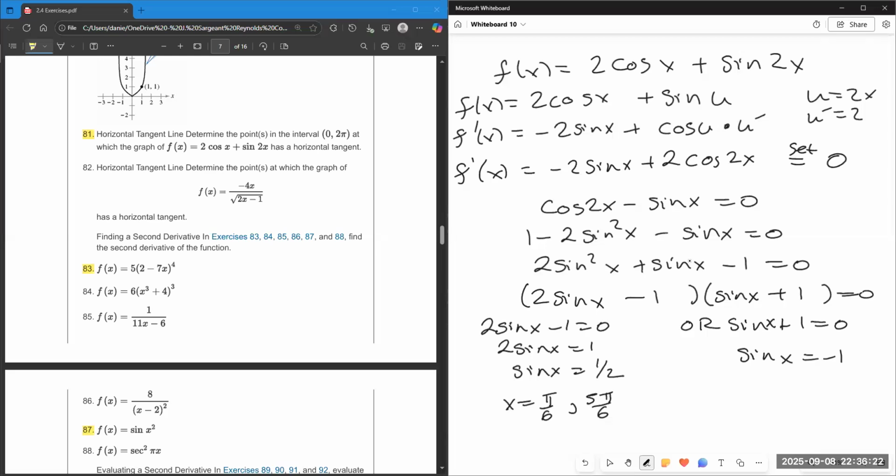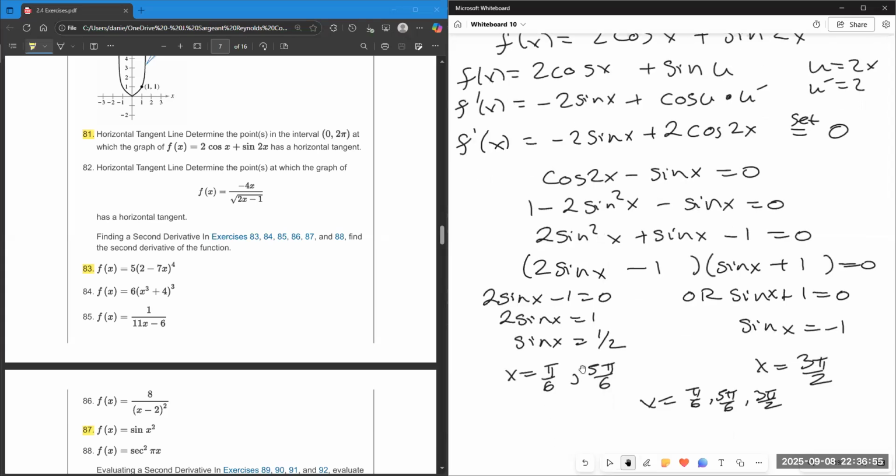And then where is sine -1? That will be at 3 pi over 2. So my answers here are pi over 6, 5 pi over 6, and 3 pi over 2. All right. Those are x values. We should go back and we should turn those into ordered pairs.